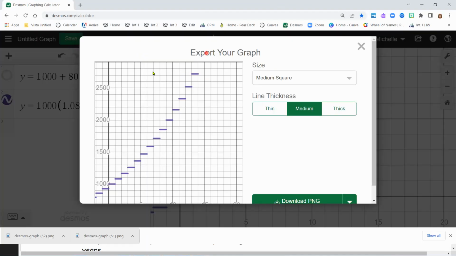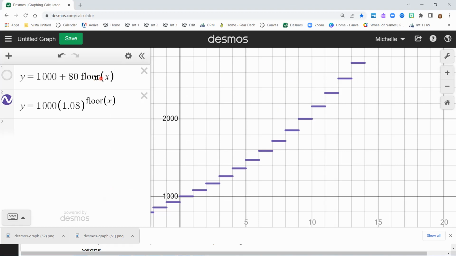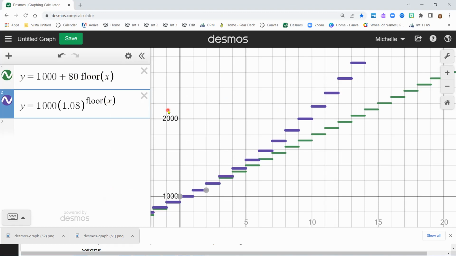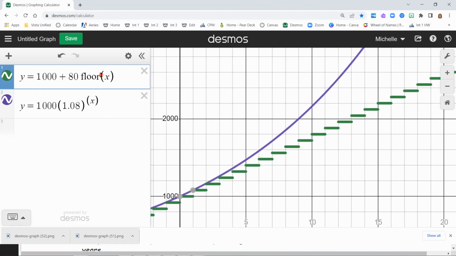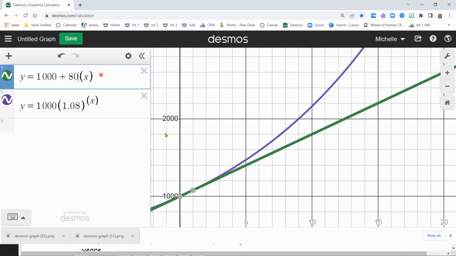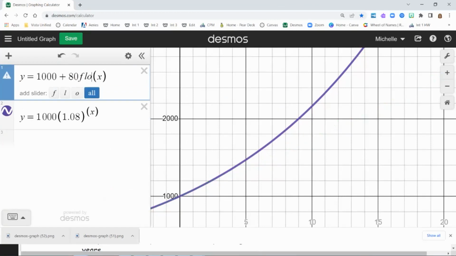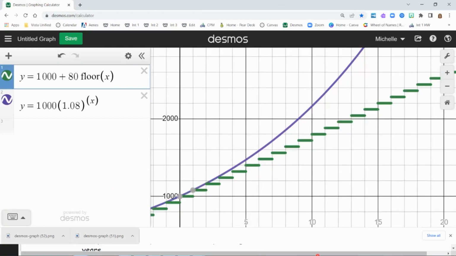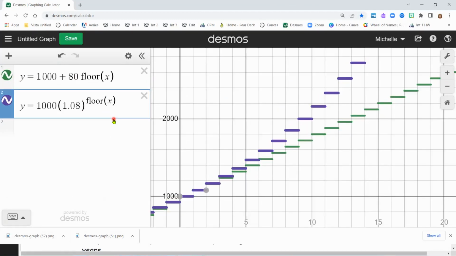Okay, so when I get rid of this word here, floor, on Desmos, it changes it back to a continuous linear graph and a continuous exponential graph. But again, when I put that word floor in there, it makes it into the step function that is the situation for these problems. Okay.